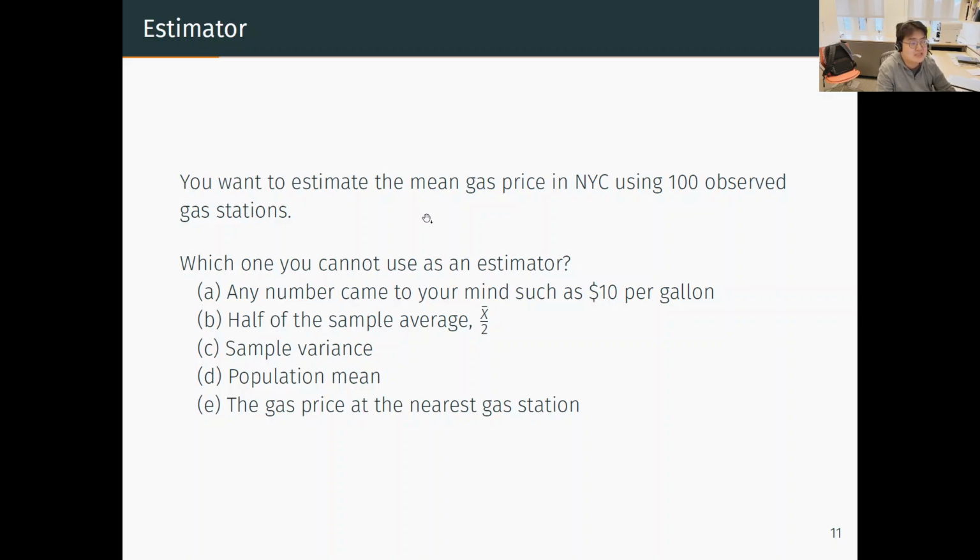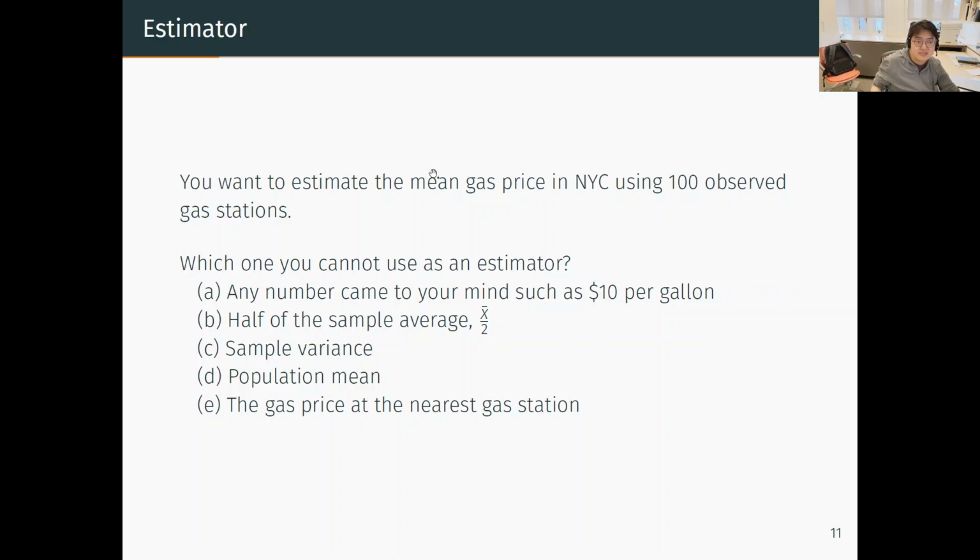Okay, let me ask you another question about the estimator. Now, I want to estimate the mean gas price in New York City using 100 gas station observations. I have 100 observations. I don't know how many gas stations are in the city, but suppose infinity, and I only have 100 of them. Which one, when estimating mean gas price, can you not use as an estimator?